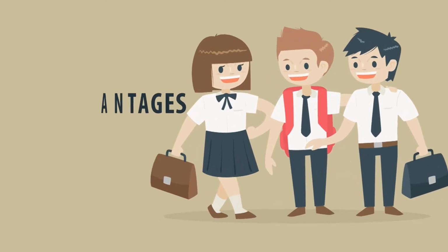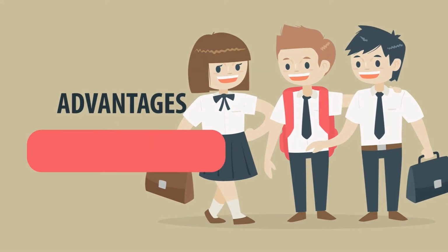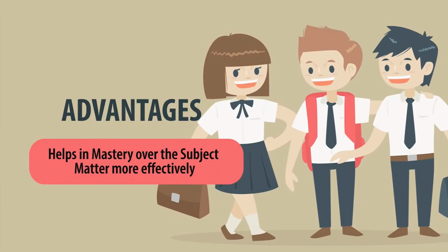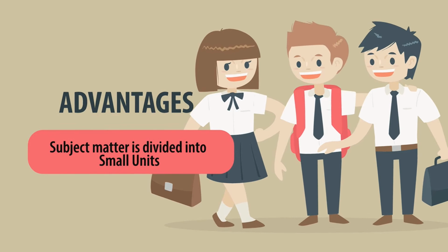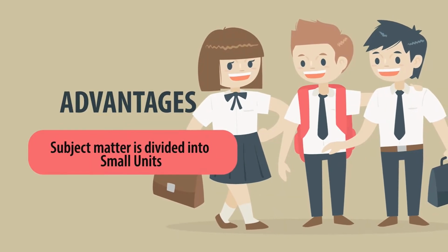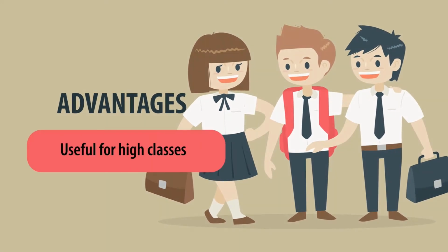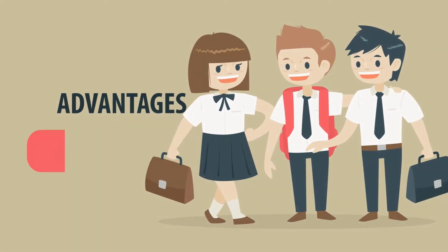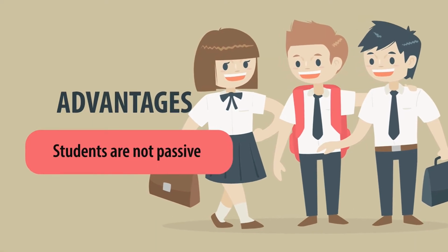Let us come to certain advantages and disadvantages of understanding level of teaching. This helps the students to master the subject matter more effectively than memory level of teaching. Similarly, the subject matter is divided into small units, which makes the process of teaching learning more convenient and easy for the learner during this level of teaching. Understanding level of teaching is useful for higher class students, and here the students are interactive. They are not as passive as they were in memory level of teaching.